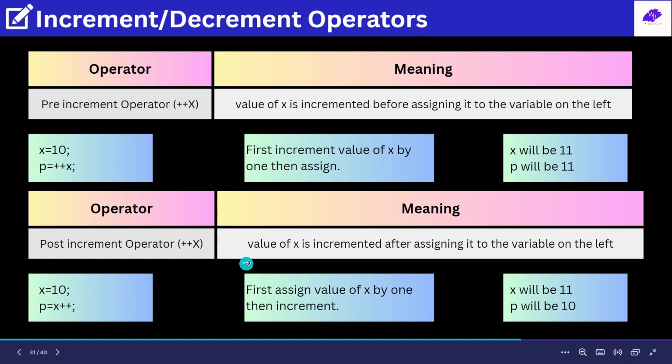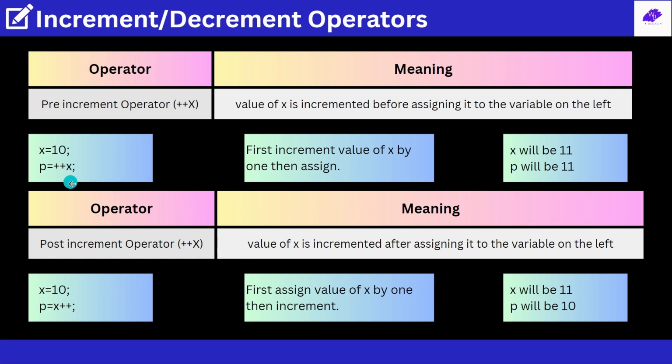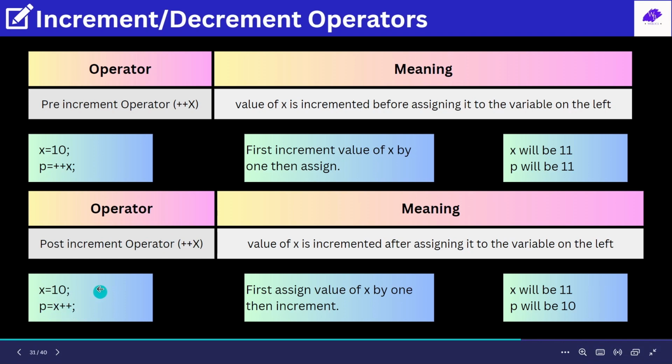So your concept will be clear: in the pre-increment, whatever the value of x is, it will be incremented and then assigned to both. But in the post-increment operator, the value of the variable will be increased, but the assignment will be the same as the previous value of x.